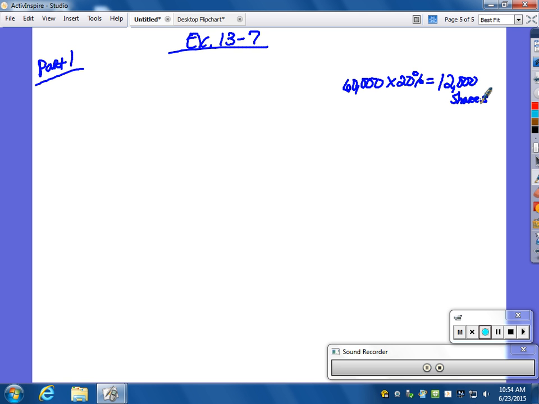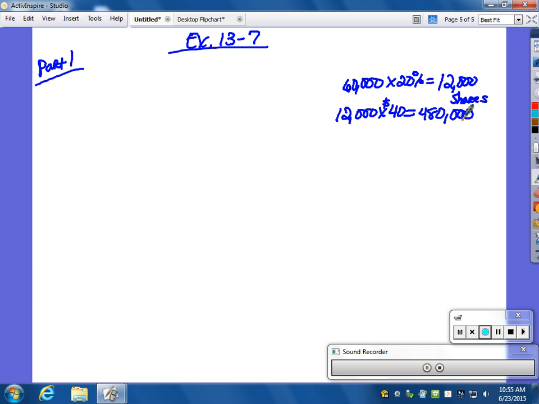And now that we know the amount of shares, we're going to multiply that by what? What's the price for them? Make sure you use the little grid, as well as the information that they gave you in the problem. $40 per share, the market price. So $40 times those 12,000 shares is going to give us how much? 480,000.